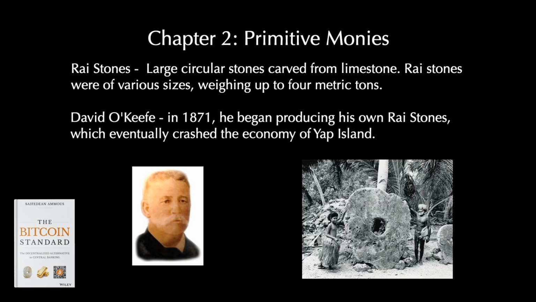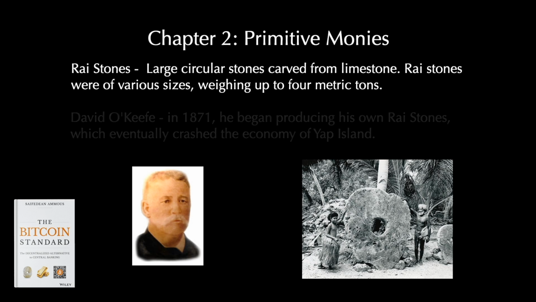Initially, the village chief banned these stones created by O'Keefe because they were gathered too easily. Some islanders disagreed with the chief and decided to work for the newly created Yap stones. This created a conflict and led to the demise of Yap stones as money. The stock-to-flow ratio of the Yap stones had decreased drastically, making it a poor store of value.